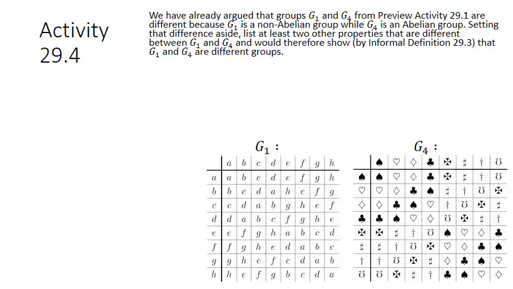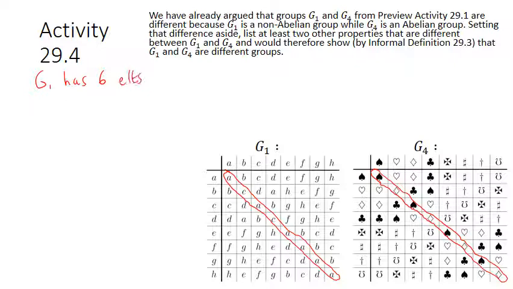Okay, so let's talk about this. So another difference that I noticed between these 2 groups is the same one that I was telling you guys about before when you look at the main diagonal here. So in this one, the identity element is A, and we see that A appears 6 times in there. So there are 6 elements that are their own inverse. And then over here in this one, the identity element is the spade, and spade appears 4 times in there. So we can write that as one of the differences. So G1 has 6 elements that are their own inverse, and G4 has 4.